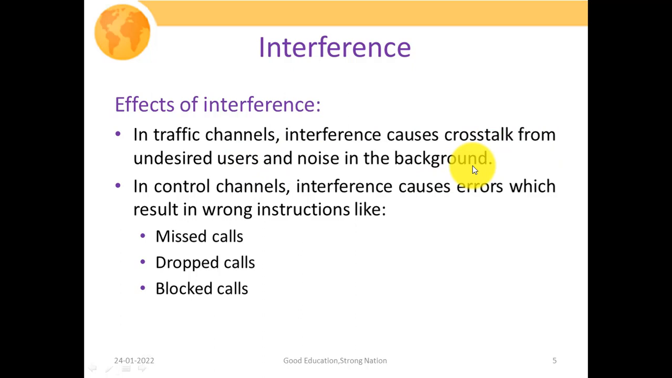If this interference happens in our traffic channels, then this sort of effect might be observed: we can observe multiple user signals over the same frequency band, and it may also deteriorate the signal quality. And if this interference happens in the control channel, then what may happen? This sort of interference causes errors which result in wrong instructions, such as missed calls, an ongoing call might get dropped, or we can have blocked calls, that is, we are initiating new calls but we are not getting the resources to connect the call. So these are the effects of interference.